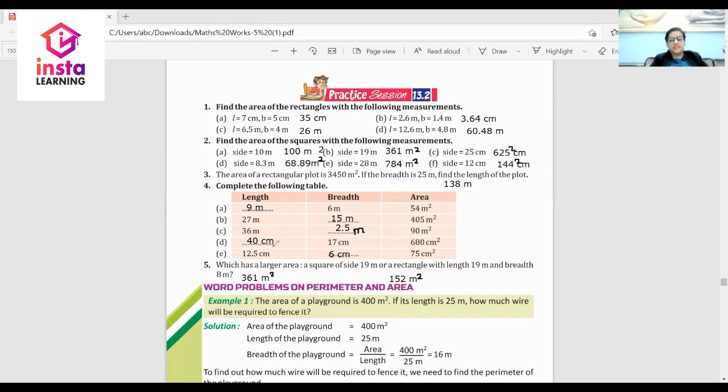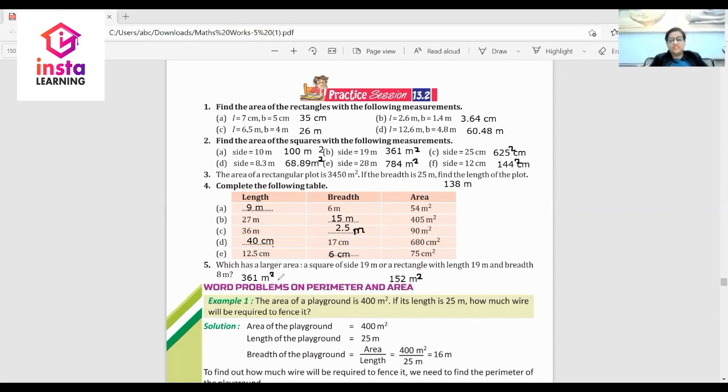Next is 40 centimeter, which is not given. We have calculated it. 17 centimeter and 680 centimeter square is given. Area is given. So how to take out length when we divide? 17 4s are 68 and just put 0. So it is 40 centimeter. 12.5 centimeter. This is the length. And area is 75 centimeter square. What is the breadth? That is 6 centimeter when we divide it by 12.5 centimeter like this.